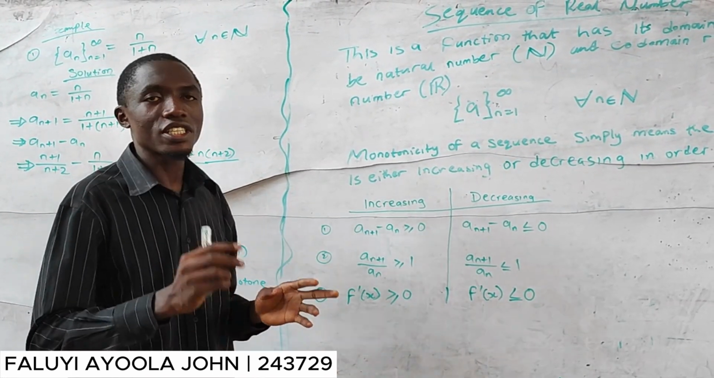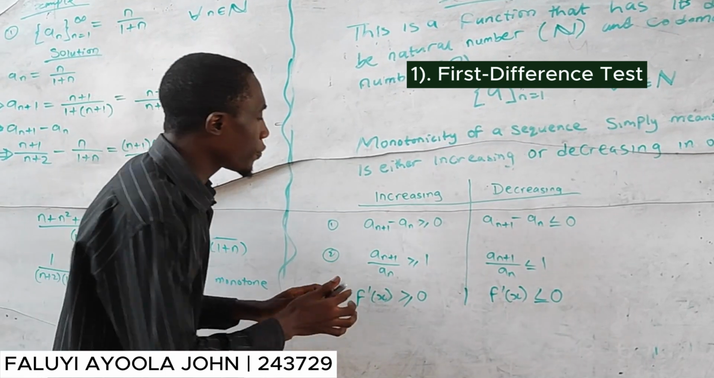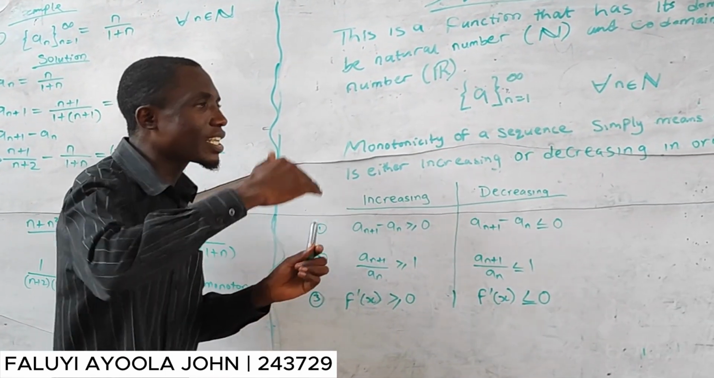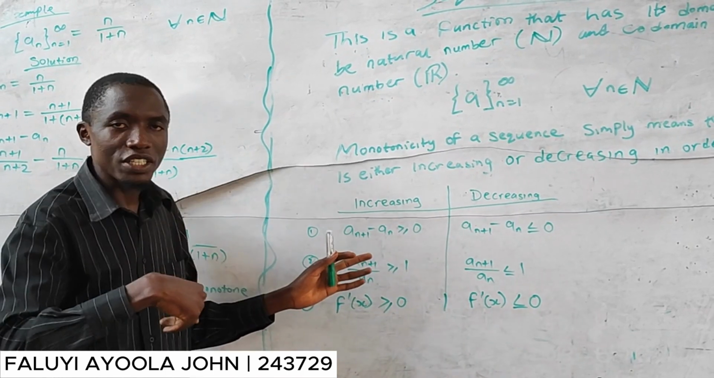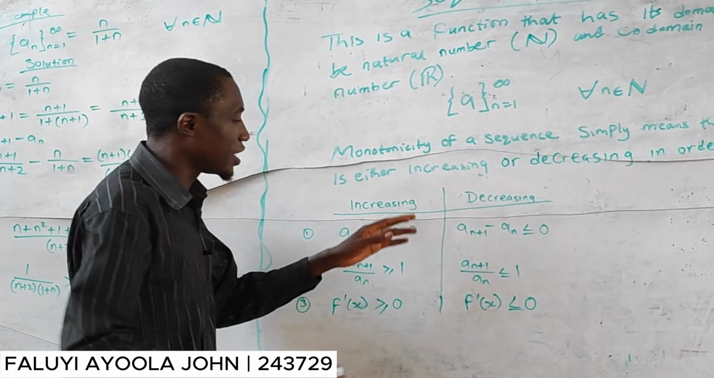The first one is the difference of terms of the sequence. If you take the next term, the second term in a particular sequence, and subtract the first term from it, and it's bigger than or equal to 0, then the sequence is increasing.